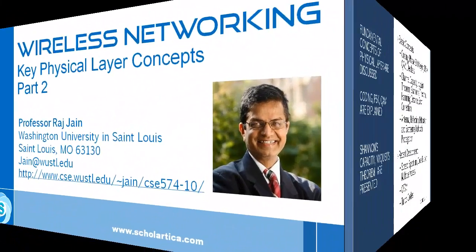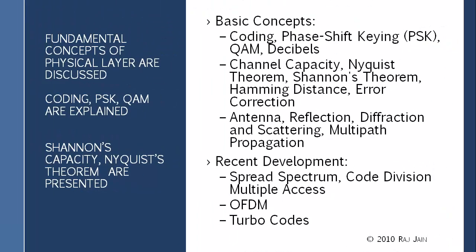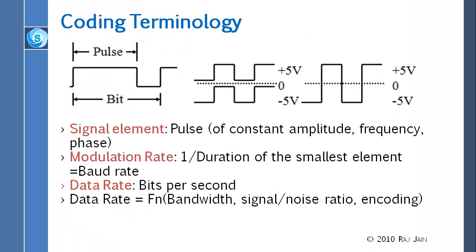Now we move to another thing called coding. What is coding? Coding basically means how we send the signal when we want to send. For example, if you want to send a 1, we could send a long pulse, and when we want to send a 0, we could send a small pulse.